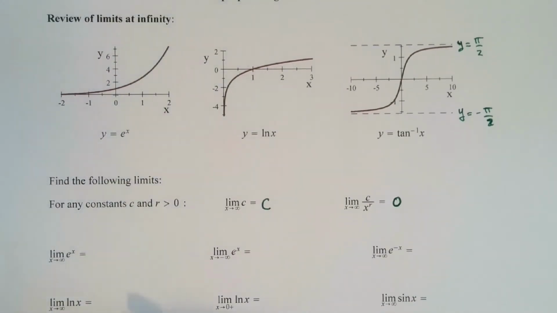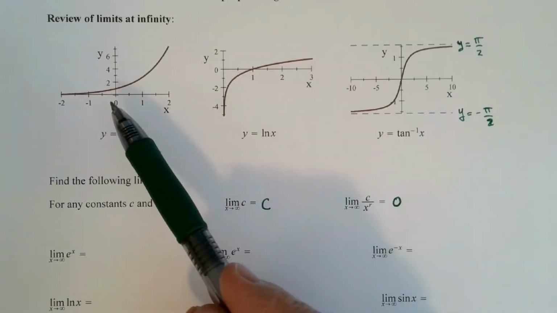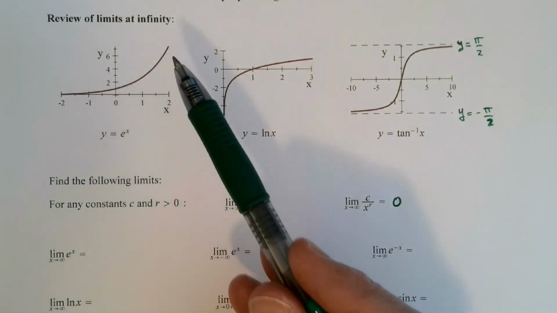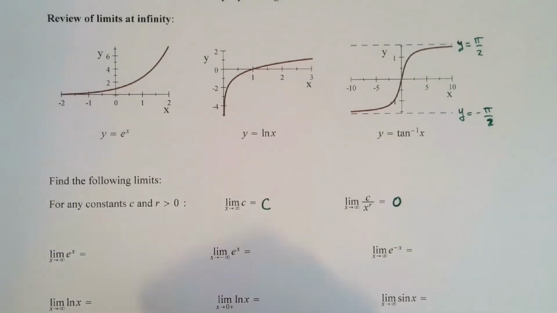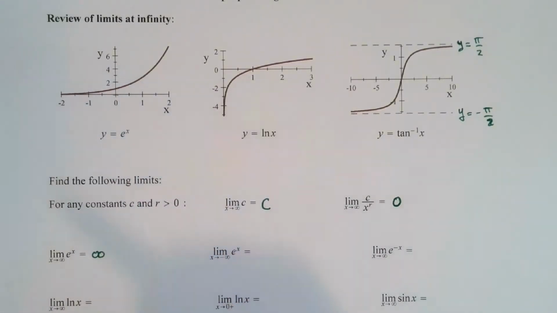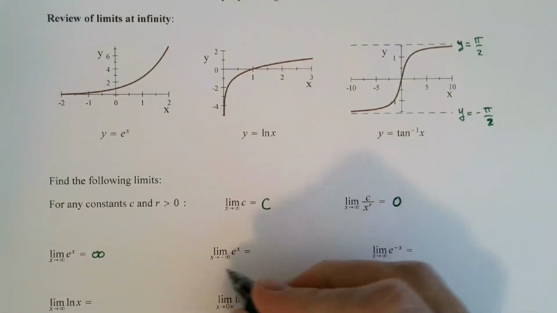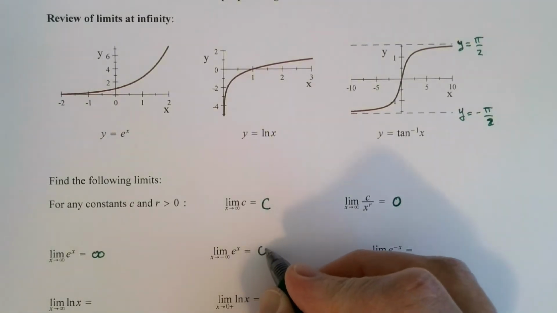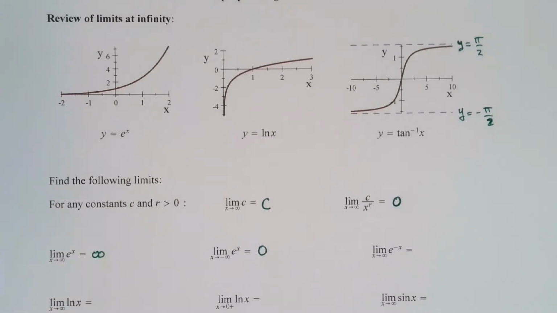All right, we've got the graph of e to the x above. What's the limit as x goes to infinity of e to the x? What's happening to the graph as x gets larger and larger? Well, it's increasing without bound. It's going to infinity. What's happening as x goes to negative infinity for e to the x? Well, if you remember, y equals 0 is a horizontal asymptote for the graph of y equals e to the x. And so e to the x is going to 0 as x goes to negative infinity.